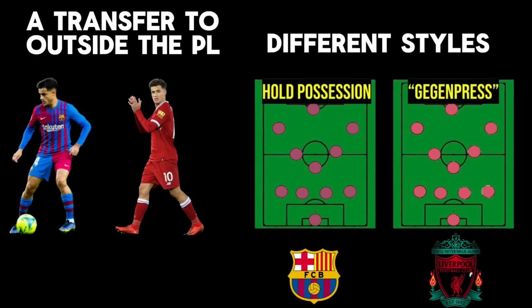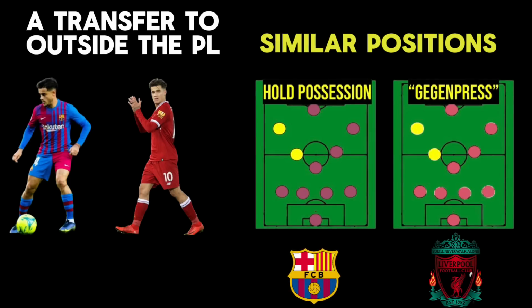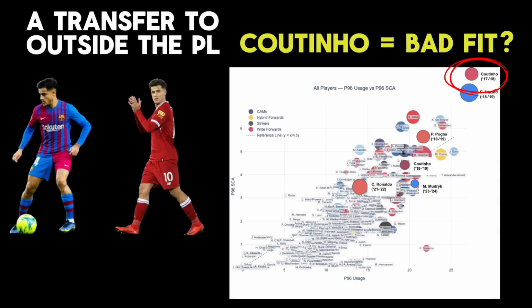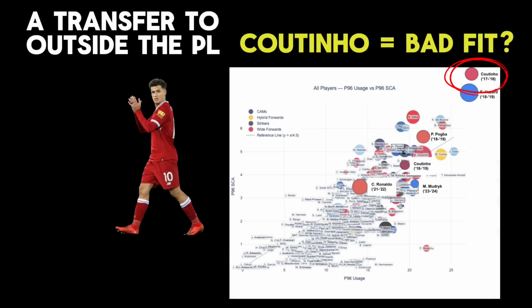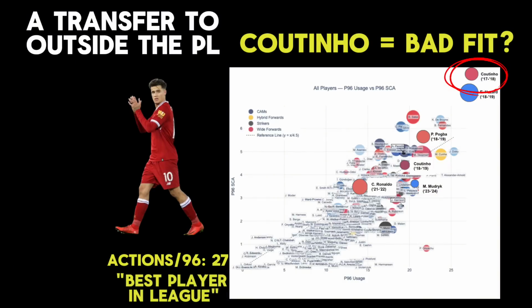Sure, these teams don't play the same styles, but the position Coutinho occupied was quite similar. It was a mix of the left wing and the number 10 position. But look at Coutinho's usage numbers at Liverpool. 27 is a best player in the league, I'm the guy type of number.